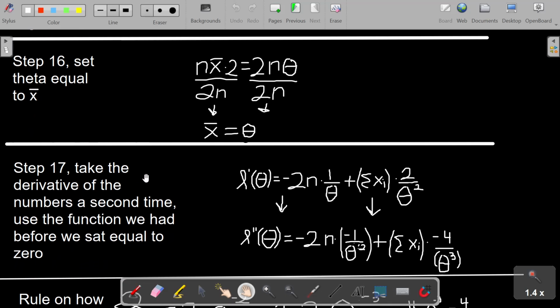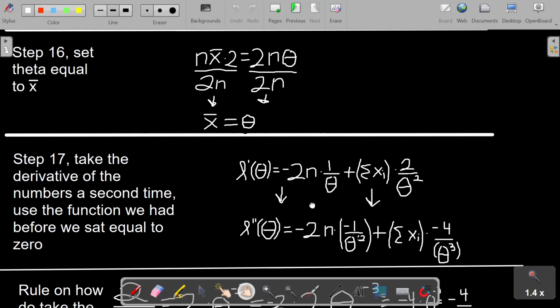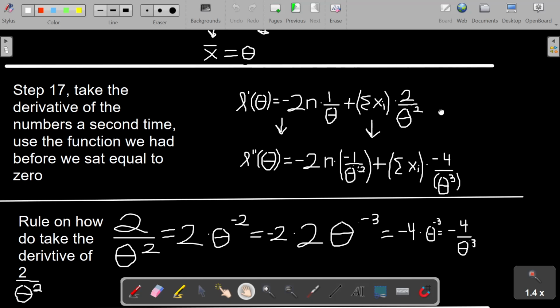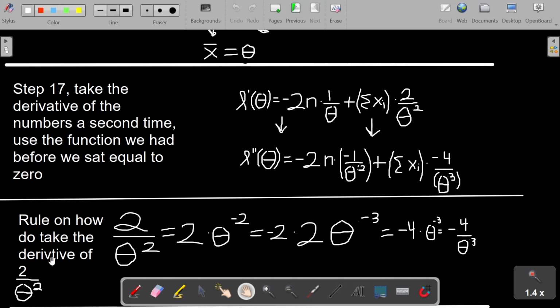Step 17, take the derivative of the numbers a second time. Use the function we had before we set equal to 0. So here is the derivative we had when we derivative one time. Now we're gonna take the second derivative, and this is this answer here. And if you struggle to understand how we derivative this number, you can see it here. This is a rule on how to derivative 2 divided by theta squared 2. And you might have to refresh your derivatives because it's a big part of maximum likelihood.